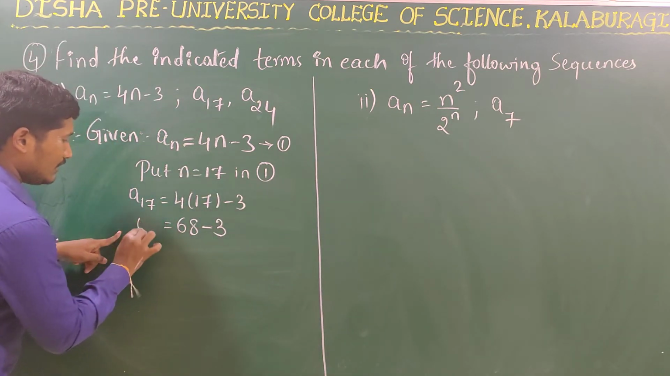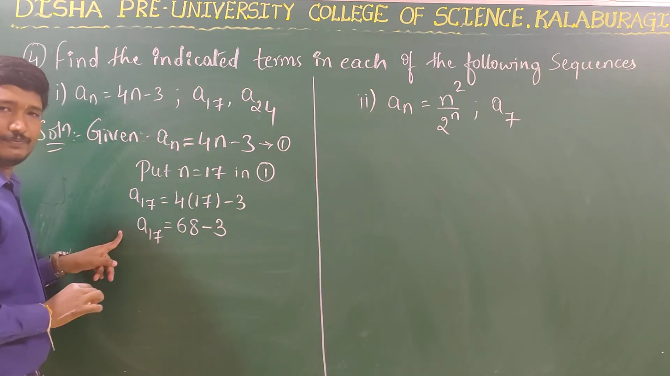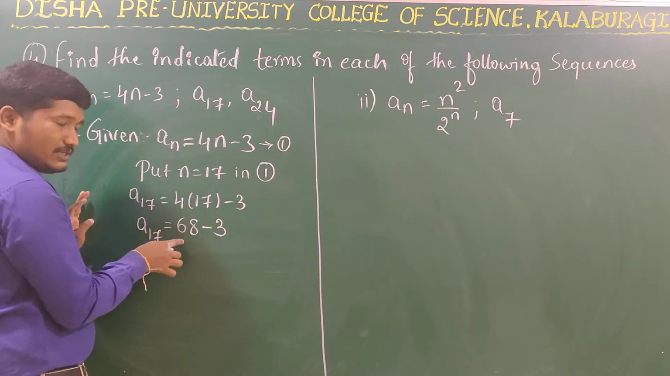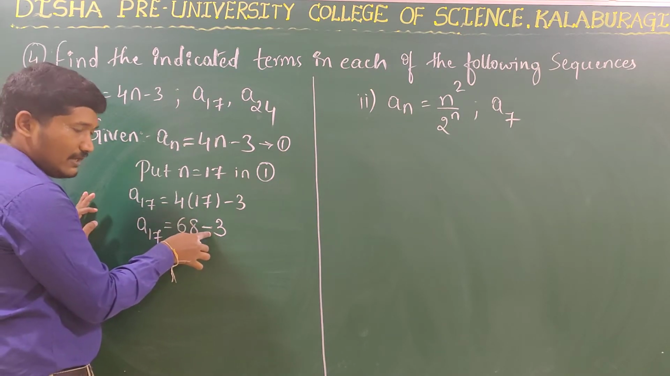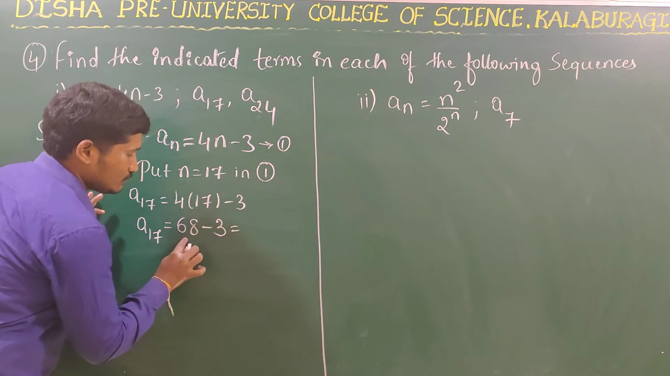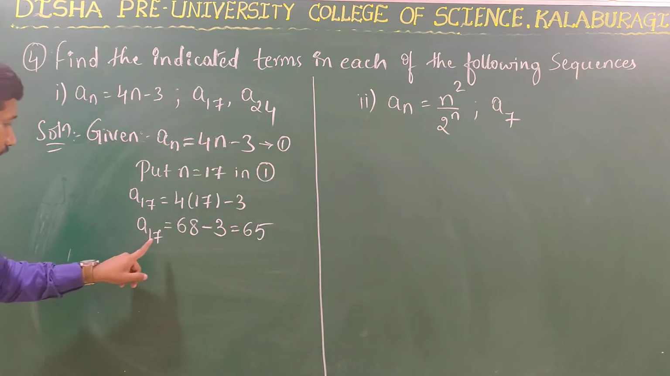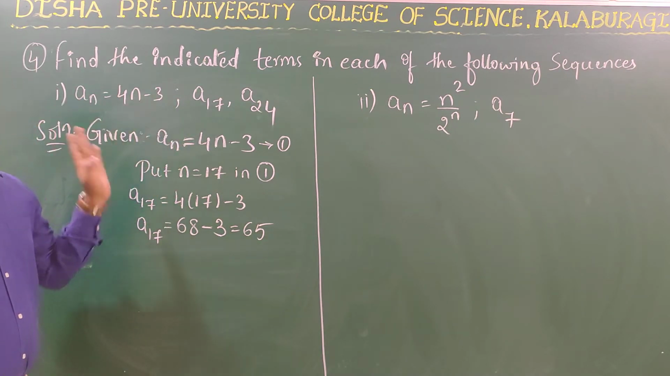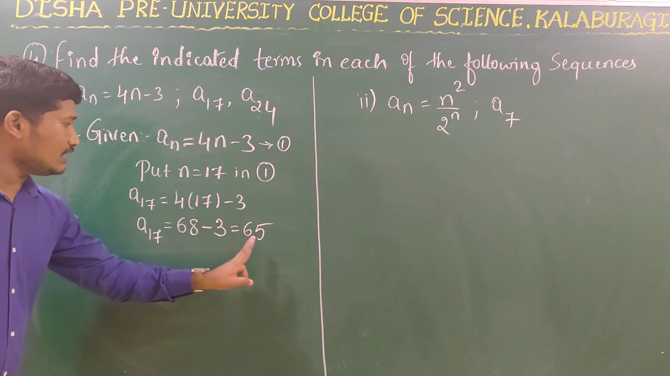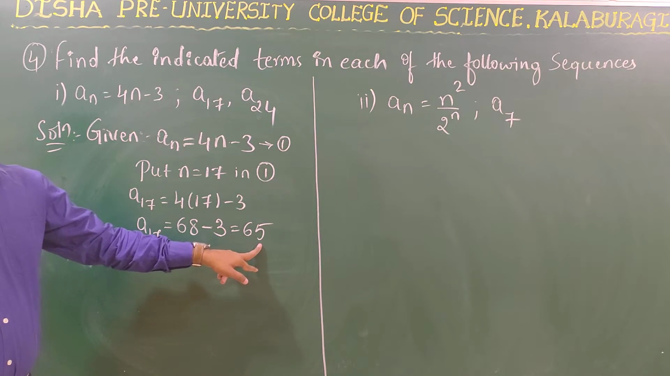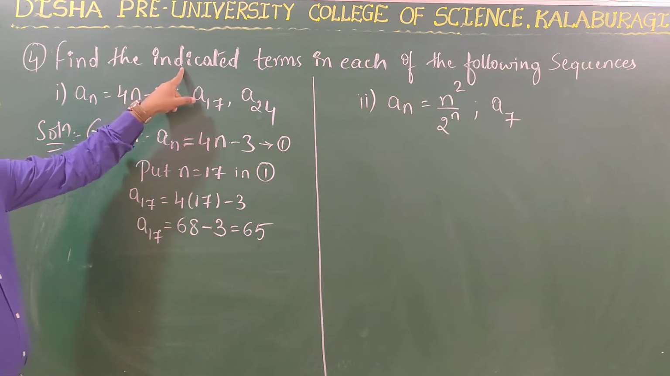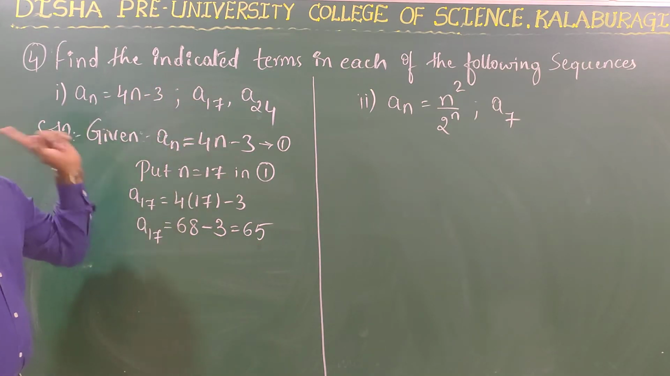So A17 is equal to 17 fours is 68, minus 3. This is equal to 68 minus 3 is what? 65. So what is your 17th term of the given sequence? That is equal to 65. So this is how you find the indicated terms of the given sequences.